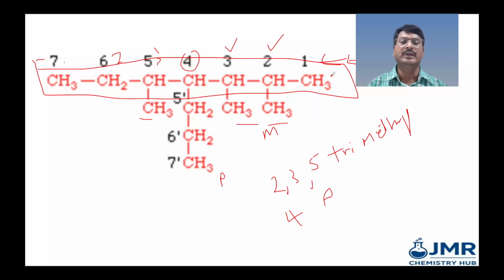The parent chain has 7 carbons, so it is hept, heptane, and it is an alkane. The total name of the compound is heptane. So that means it is 2,3,5-trimethyl-4-propylheptane. The name of the compound is 2,3,5-trimethyl-4-propylheptane.